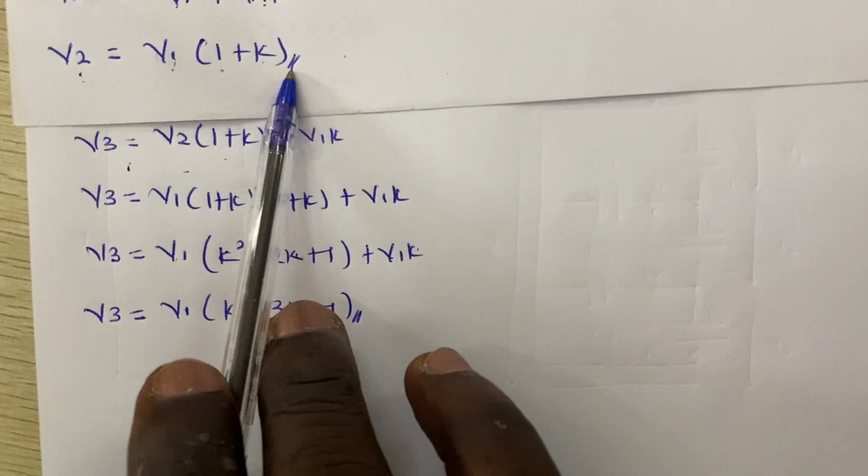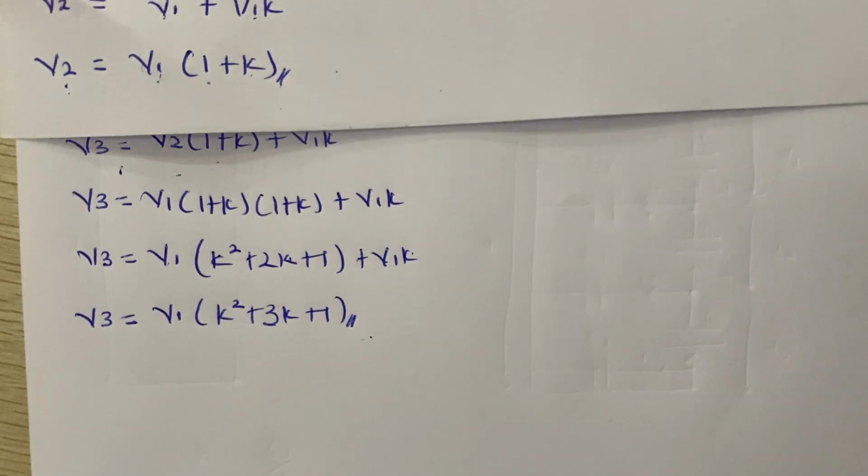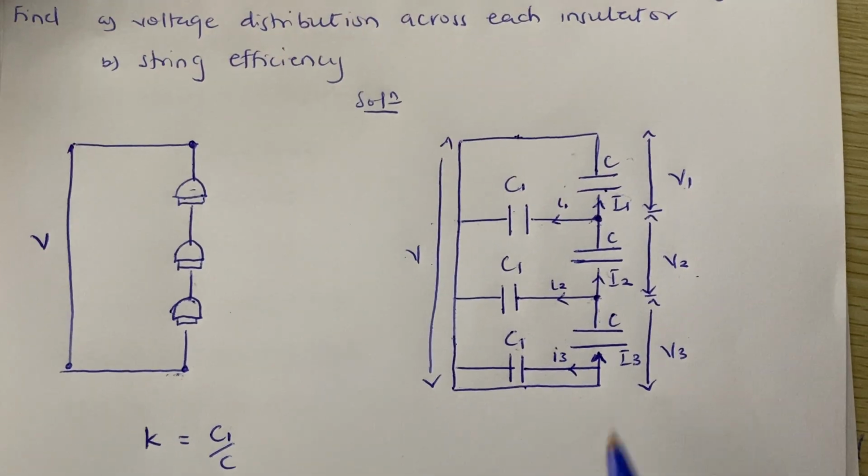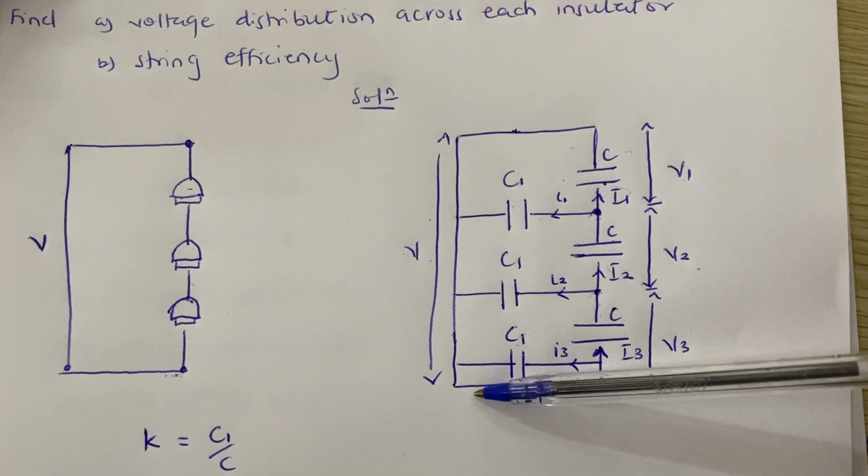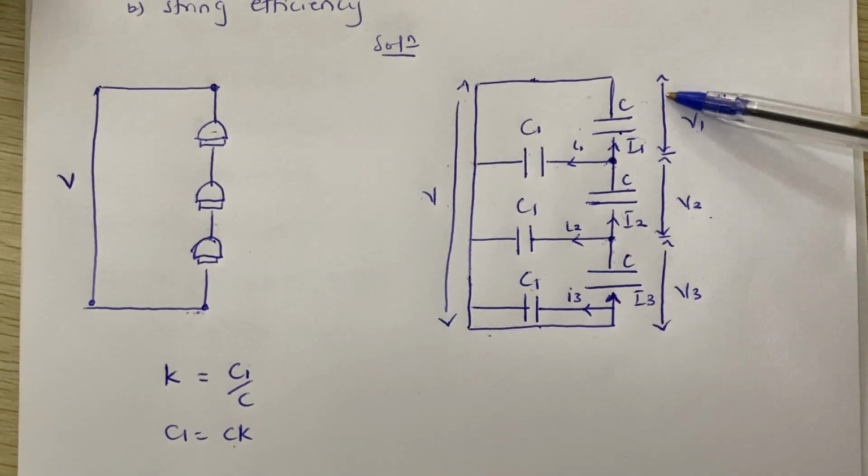So now we have our V2 here and then we have our V3 here, right? And then when we started, we said that the voltage that is across this particular string is equal to these three voltages, right?